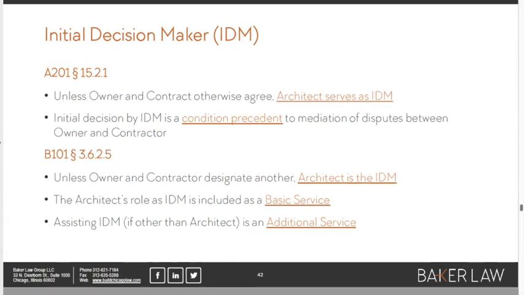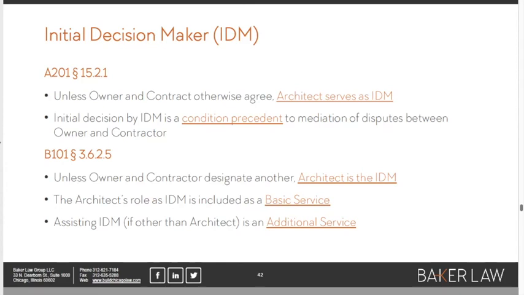But when we got to 2007, members of the AIA Contract Documents Committee and liaisons to the committee, like me, had to come up with a new term because we needed to satisfy concerns raised by general contractors. And that is where we got this new term, initial decision maker.